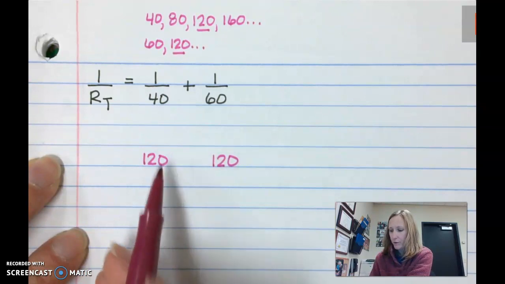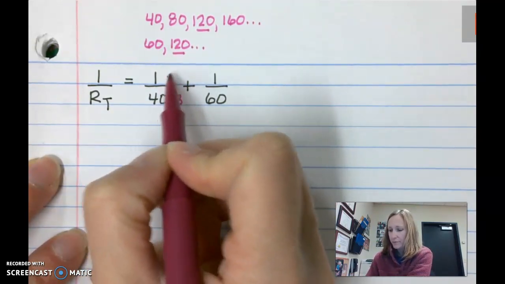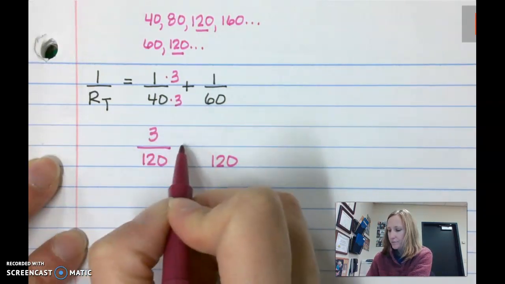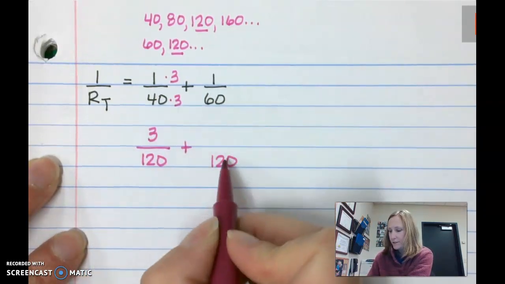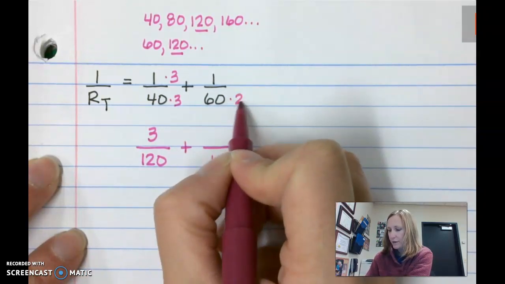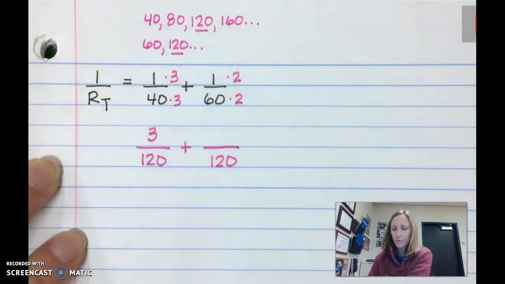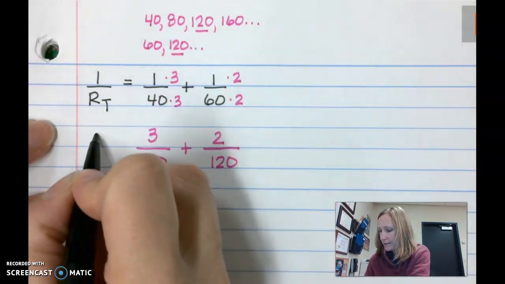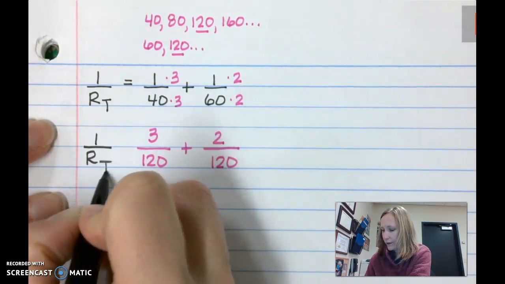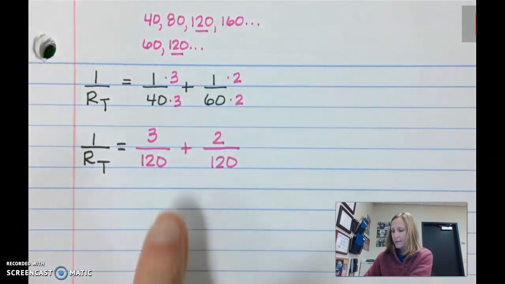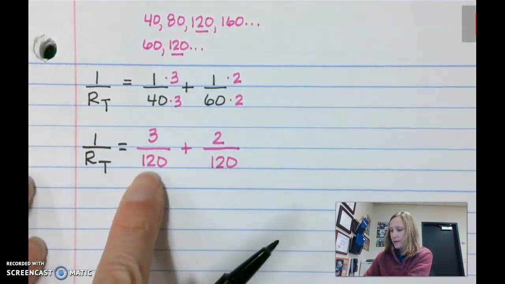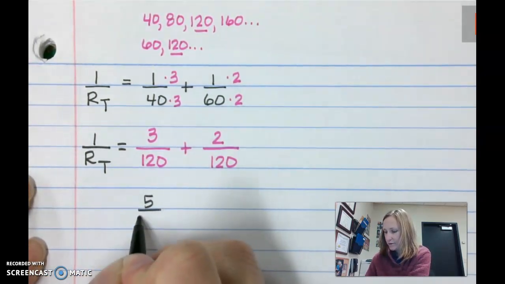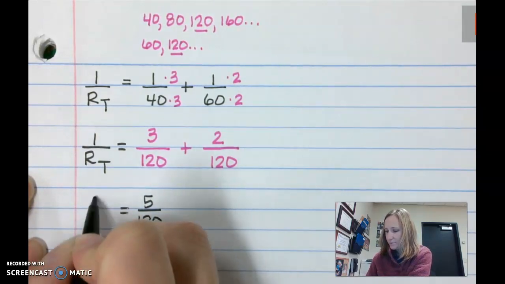So to get from 40 to 120, we'd have to multiply by 3, and we'd have to do that on the top and the bottom so that our fraction stays equivalent. And then here, to go from a denominator of 60 to a denominator of 120, we need to multiply by 2. So we'll also multiply our numerator by 2. So if I find a common denominator, then I can rewrite this equation with the right side as a single value. So 3 1/120ths plus 2 1/120ths gives me 5/120ths.